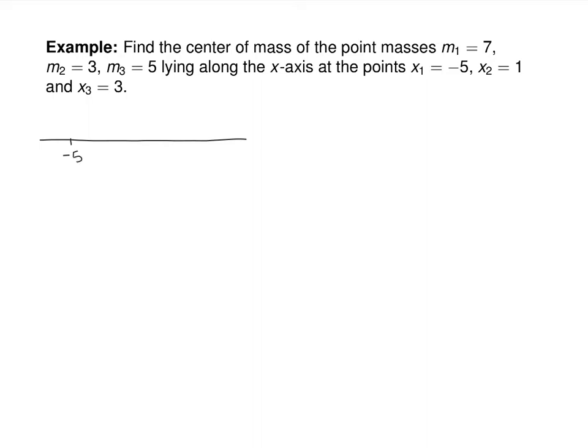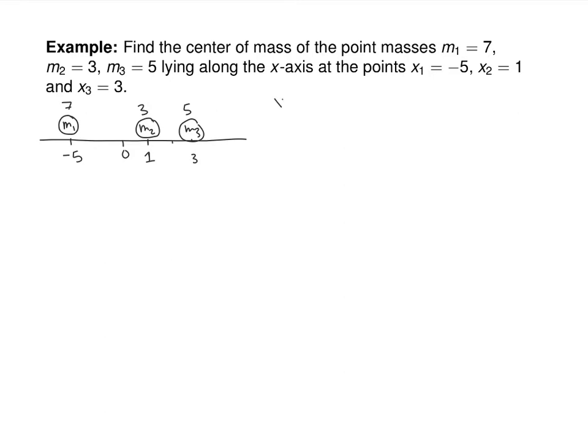At -5, we have m1, and that has a mass of 7. At 1, we have m2, and that has a mass of 3. And then at 3, we have m3, which has a mass of 5.